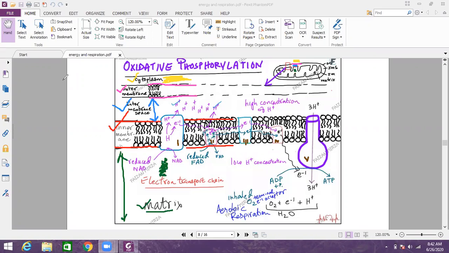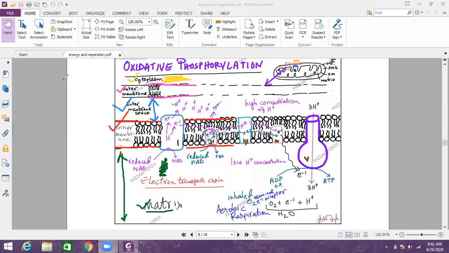Through the stalked particle, which is having the enzyme ATP synthase, which is the fifth component of the respiratory complex, 3H+ ions are allowed to pass into the matrix down the electrochemical gradient via chemiosmosis, and ADP and Pi combine together to form ATP.